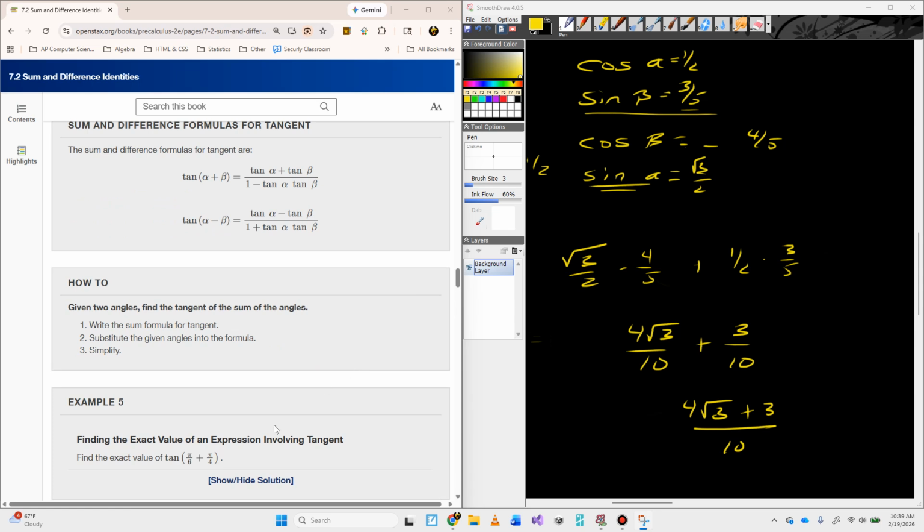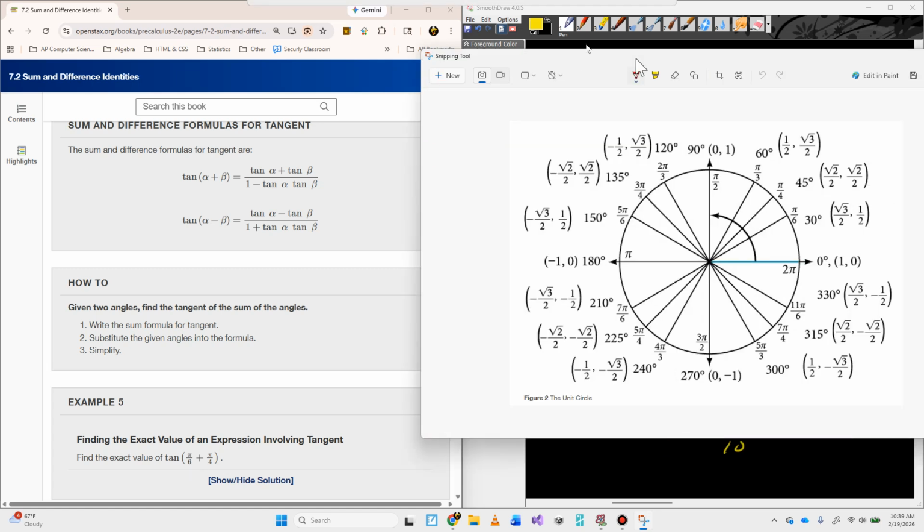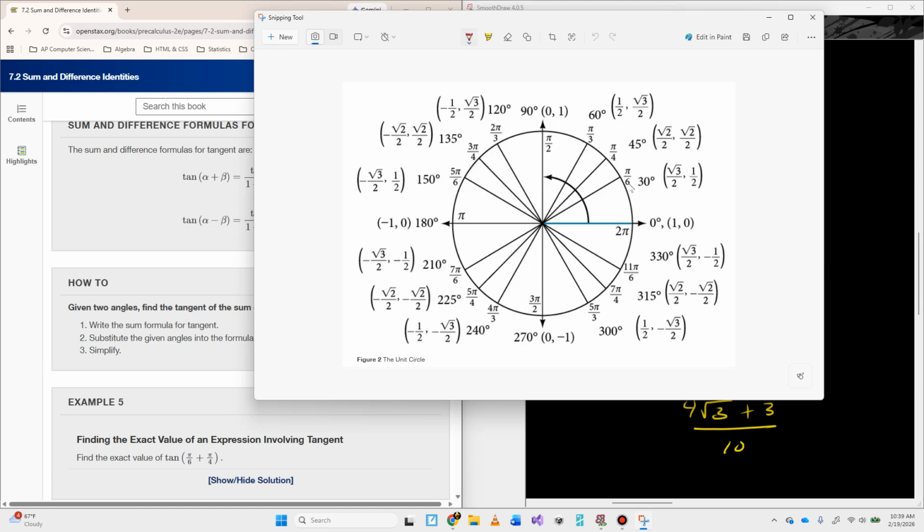So if I'm adding, say, for example, pi over 6 plus pi over 4, I need to look up the values for tangent of pi over 6. Those are actually easy enough to do. The tangent value for pi over 6 is right here. We simply take the sine, 1/2, and divide it by the cosine, which is square root of 3 over 2. So that's actually equal to 1 divided by the square root of 3, which in this case is going to be the square root of 3 over 3.